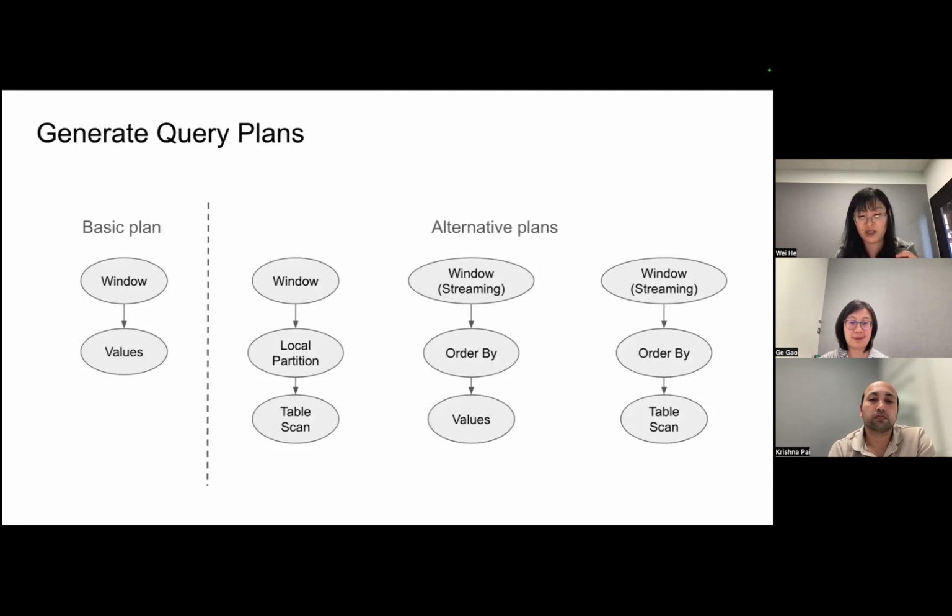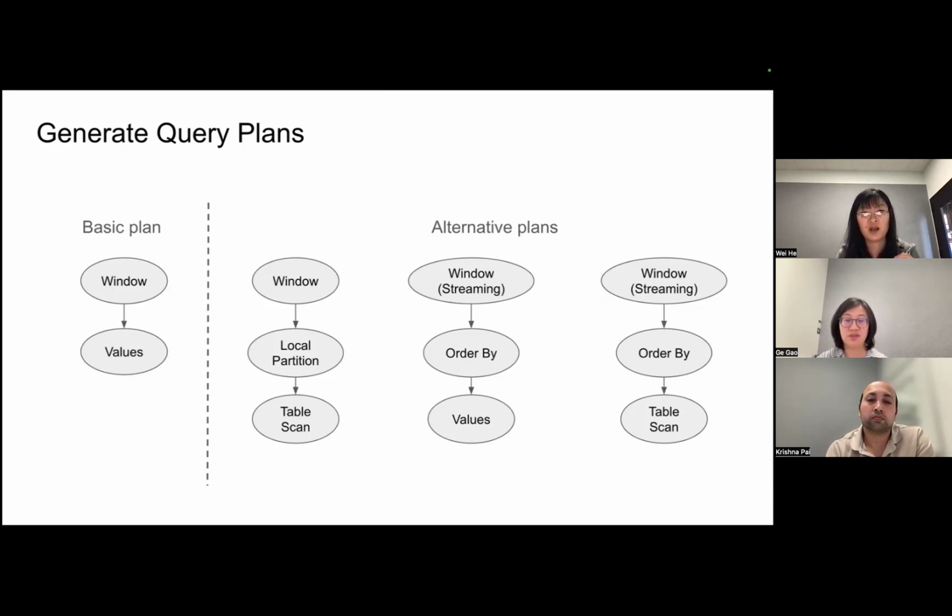So now we already have the random window query. We need to determine how to execute it. The query plan can be as simple as a basic plan that just gets the input data from the values node and then applies the window operation on top of it. We also generate 3 alternative plans that are logically equivalent. For example, instead of reading the data from the values node, we can also read the data from a table scan node. And then we can also sort the data by the order by and partition by keys first, and then do a streaming window operation on it.